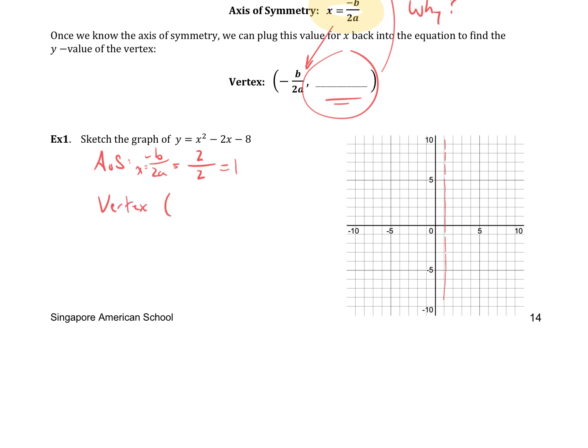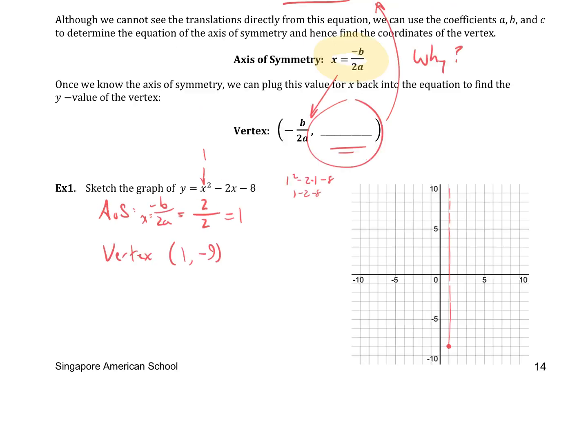The vertex has an x-coordinate of 1, and if I plug 1 in here, it's going to spit out y. If I put in 1 there, what do I have? 1 squared minus 2 times 1 minus 8. That's 1 minus 2 minus 8. That's negative 9. So the vertex is at negative 9.